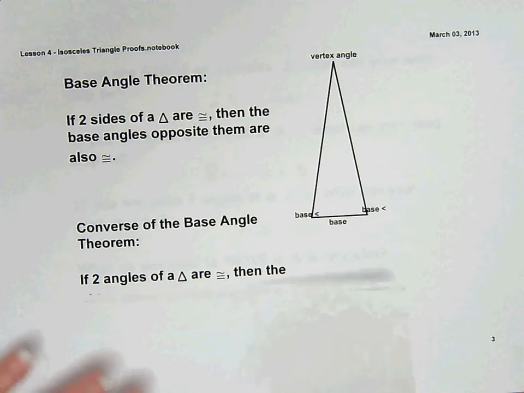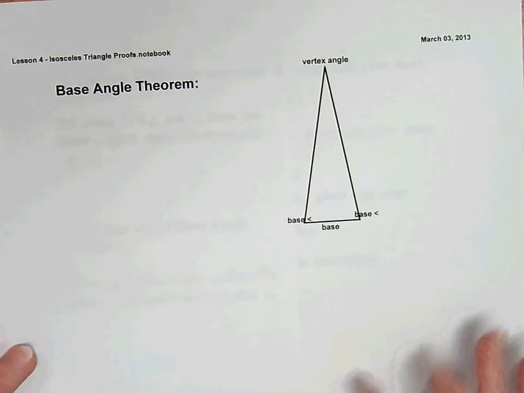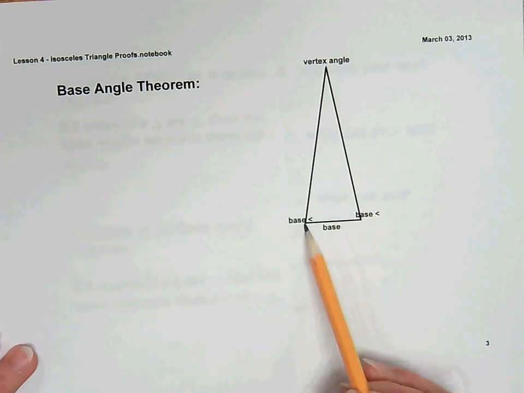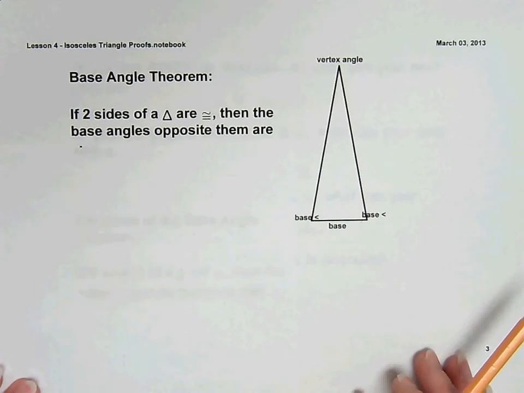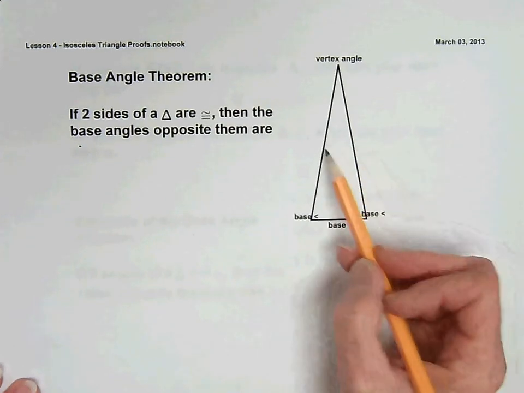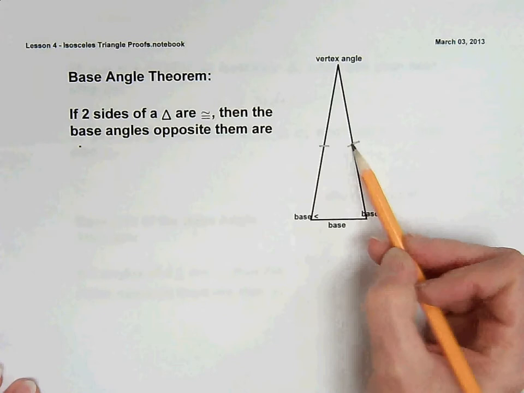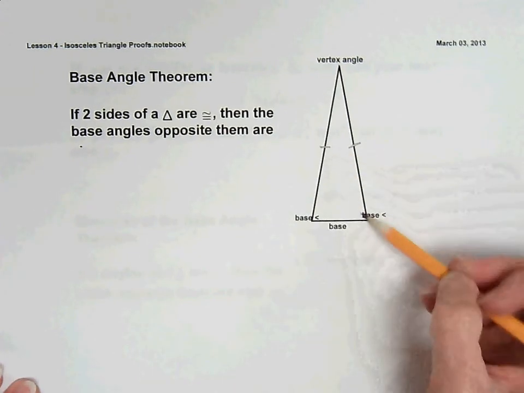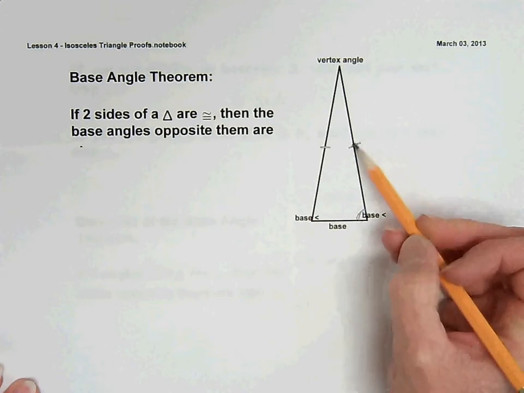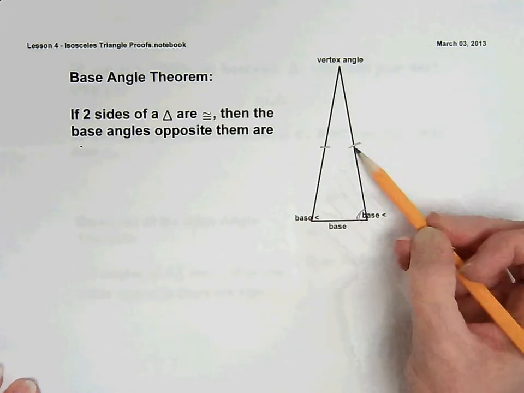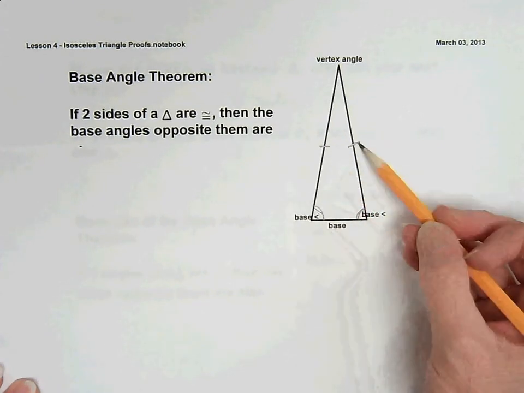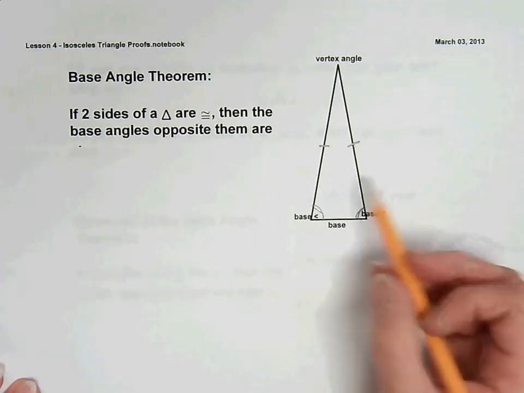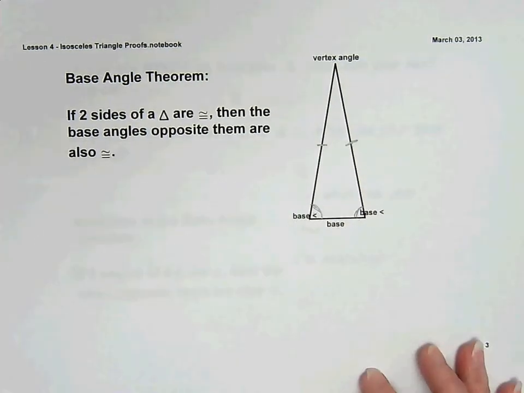Okay, now let's talk about the base angle theorem. Again, back to our picture. These are the base angles because this is our base. The base angle theorem states that if two sides of a triangle are congruent, then the angles opposite them are congruent. So like I said, these two sides are congruent. Well, the angle opposite this side is this angle, and the angle opposite this side is this angle. So if the sides are congruent, then the angles opposite those sides are congruent. That means our base angles are congruent.